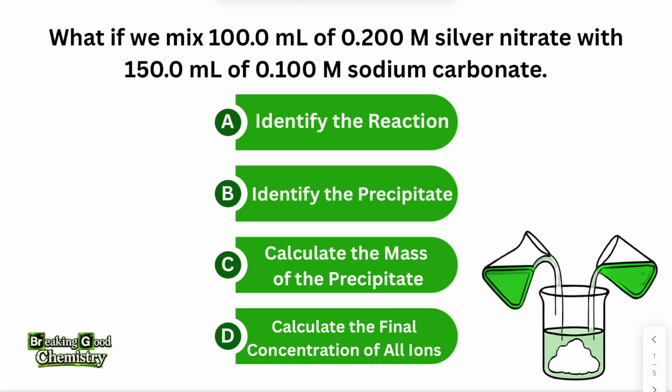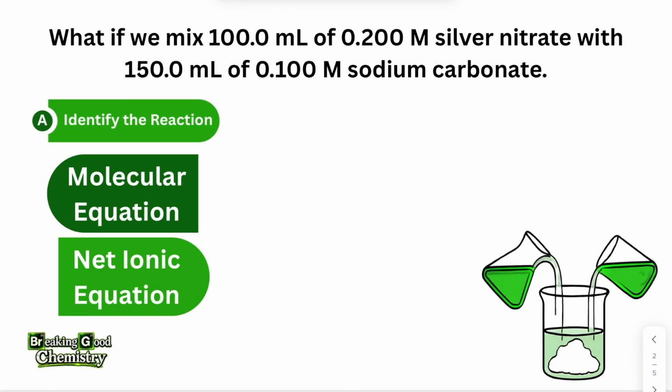We're going to identify the reaction. We're going to identify the precipitate, which go hand in hand. We're going to calculate the mass of the precipitate. And then the hardest and most challenging part is we're going to calculate the final concentration of all the ions present in the solution. So first, let's take a look at what is the reaction.